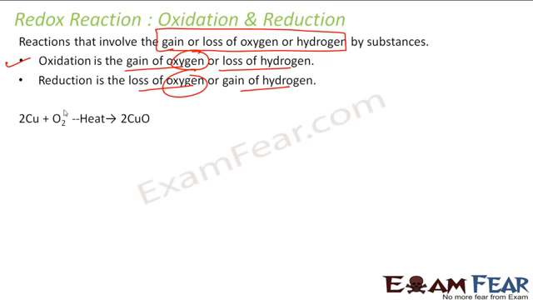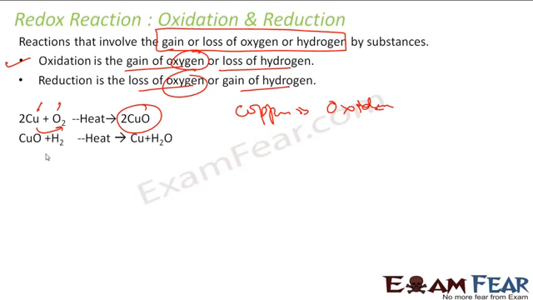For example, if you have copper and oxygen, and you heat this copper, in the presence of oxygen it becomes CuO. In this case, the copper is gaining oxygen, so you can say that copper is oxidized. Again, this copper you heat in the presence of hydrogen now. Now the copper is losing oxygen, so in this case the copper is reduced.